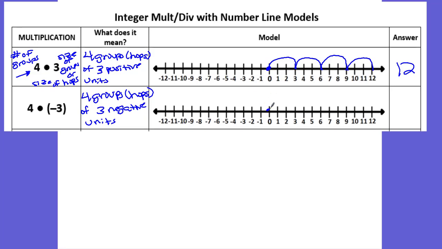So again, start at 0. I'm going to make my first jump 3 negative units. My second jump is also going to be 3 negative units. I'll make another jump of 3 negative units and a final jump of 3 negative units. And where do we end? We end at negative 12. That's our end point.